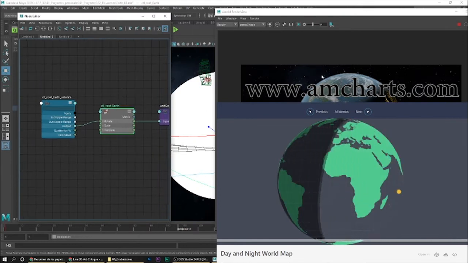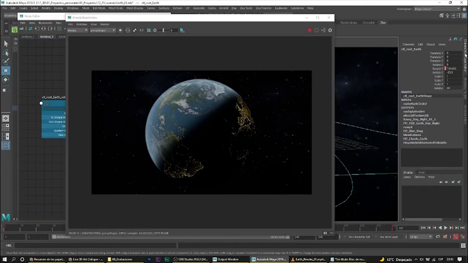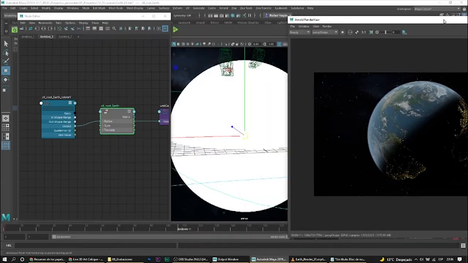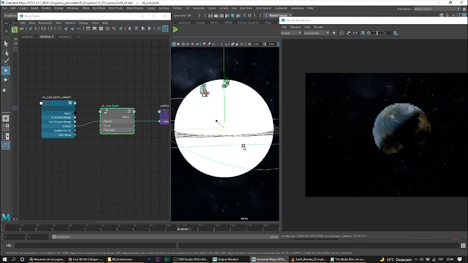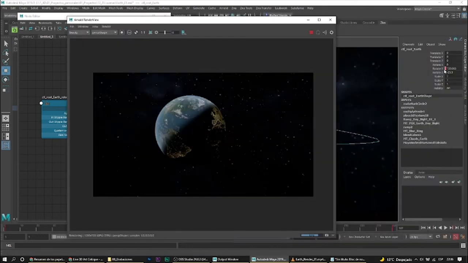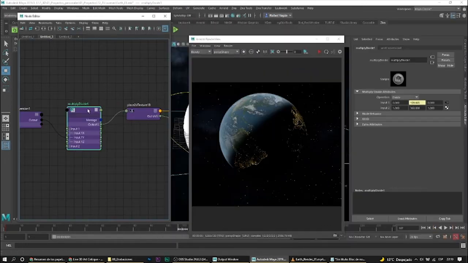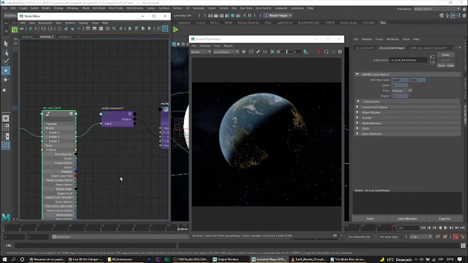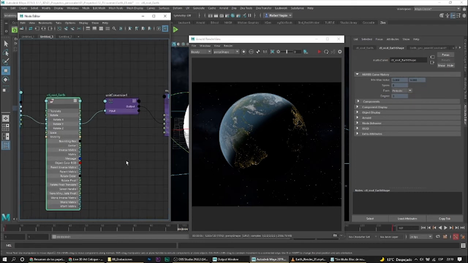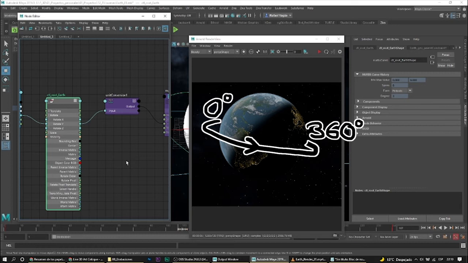Alright, so we have the controller here, and we want to extract from here the Y rotation. Why? Because that's exactly what we want to do. As the Earth rotates, it is going to rotate along the Y axis. This multiply divide, as you can see here, is set to divide. So we want to take the rotation of the sphere that is going around, which is going to be from 0 to 360 degrees, right?